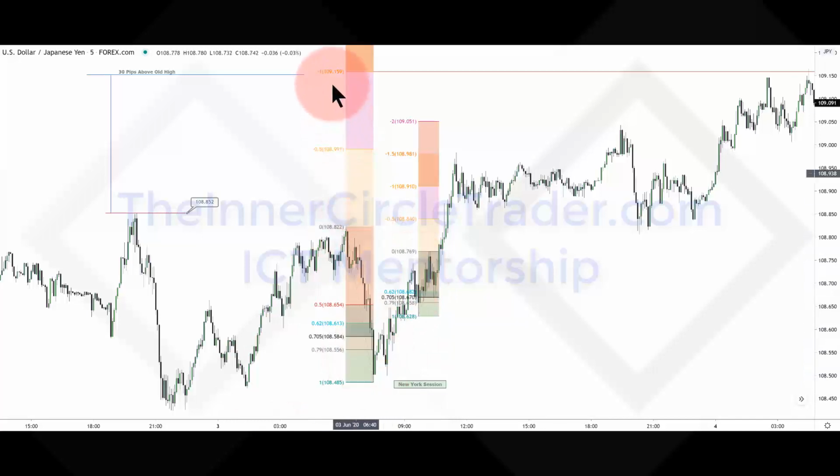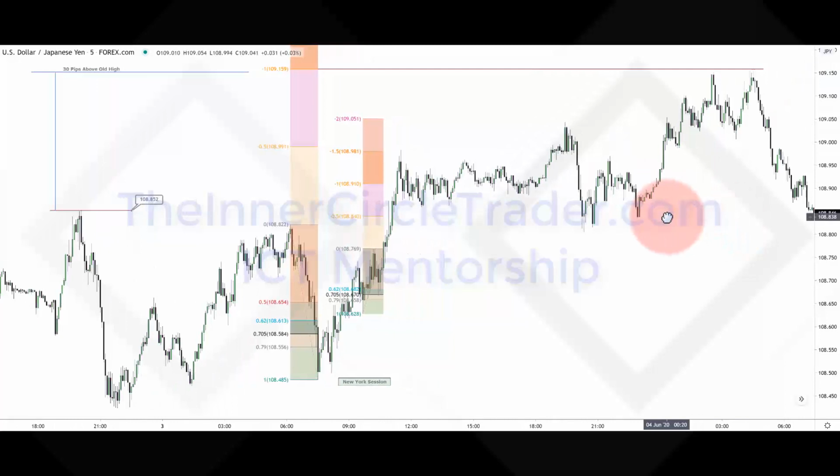Takes us up to 109.15, and bang, hits it right there. Beautiful, isn't it? Only went like a pip over it. Not even a pip, probably. Let's see what the high is. Nope, not even a full pip. It's 16 and a half, and this was 15 and 9. So again, beautiful, beautiful reaction there. Look at that. It's like magic.